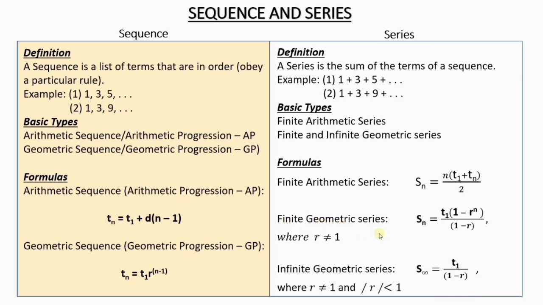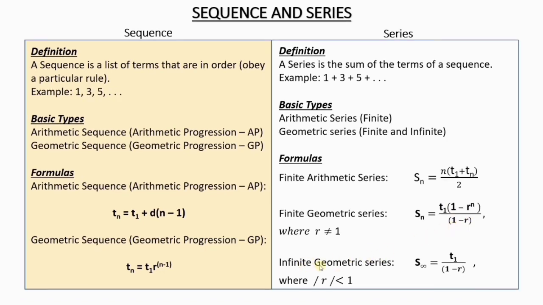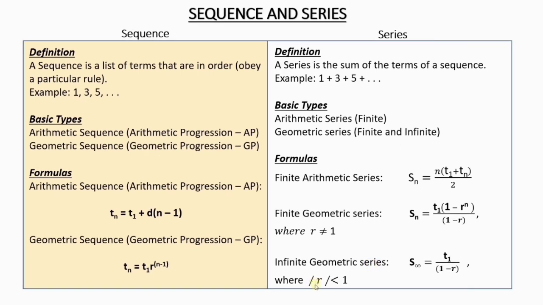For a finite geometric series, Sn is T1 times (1 minus r to the n power) divided by (1 minus r), where r is the common ratio and r is not 1, because when r is 1, in the denominator you will have 1 minus 1, which is 0, and this entire term will turn out to be undefined. For an infinite geometric series, which is a special case, the absolute value of r must be less than 1.